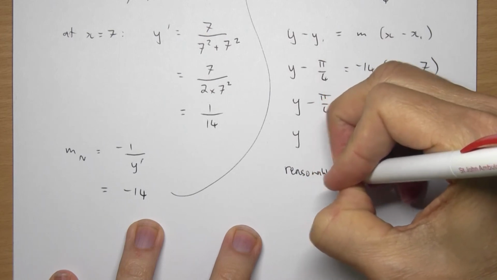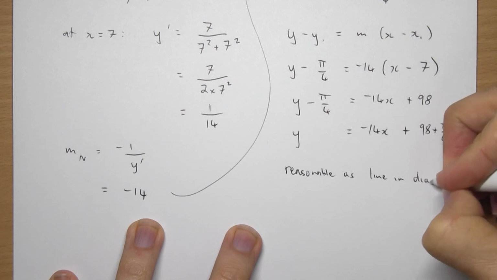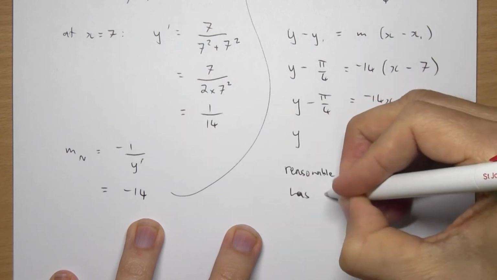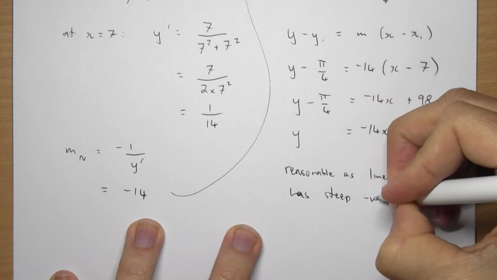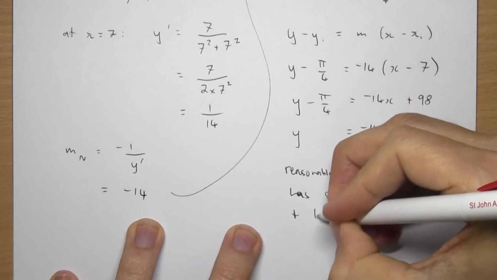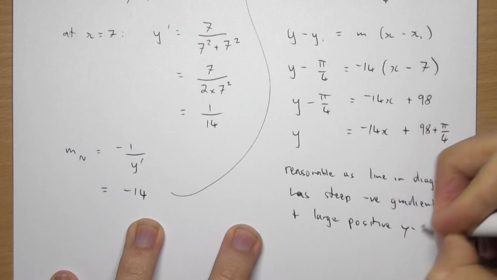Reasonable as line in diagram has steep negative gradient and large positive y-intercept.